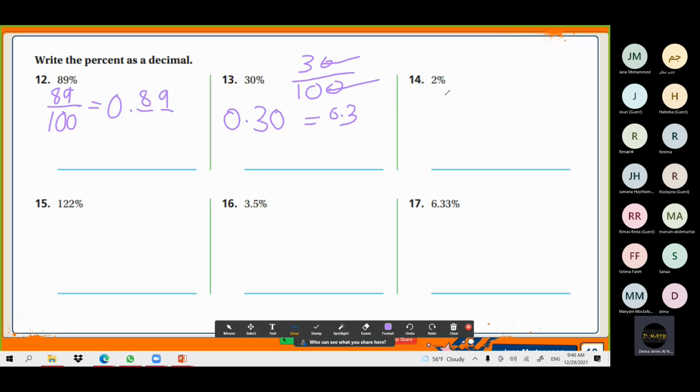Number 14, 2%. How do you write it as a decimal? Or first, how do you write it as a fraction? The 2%.